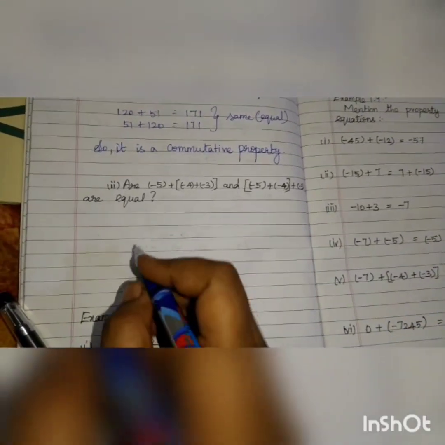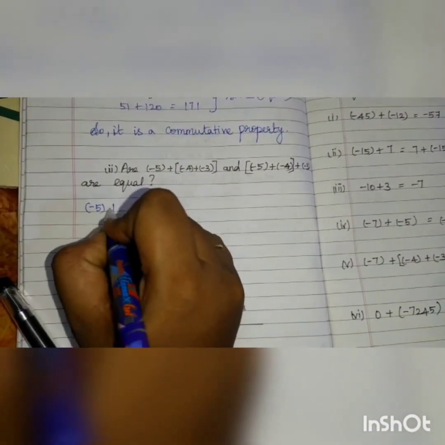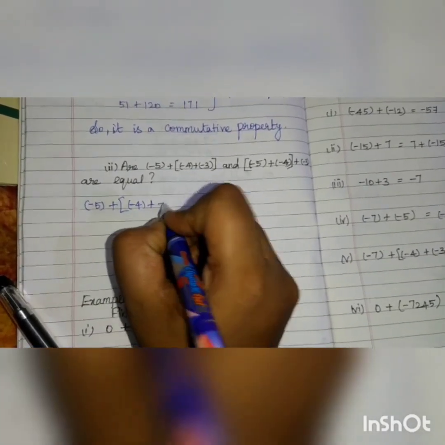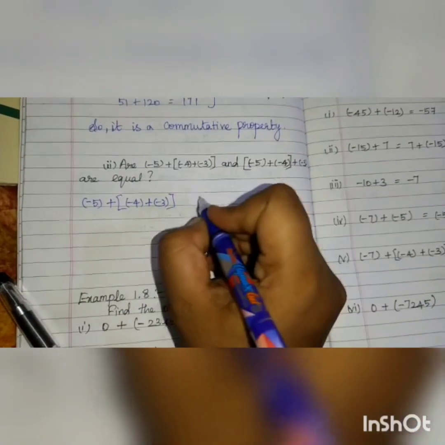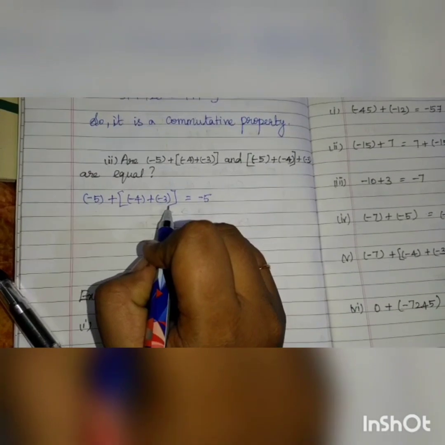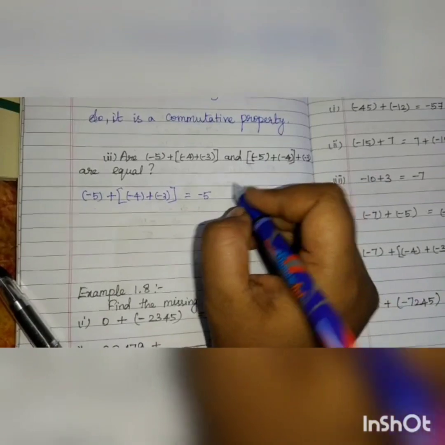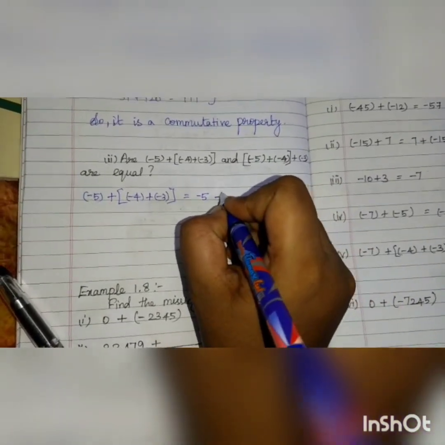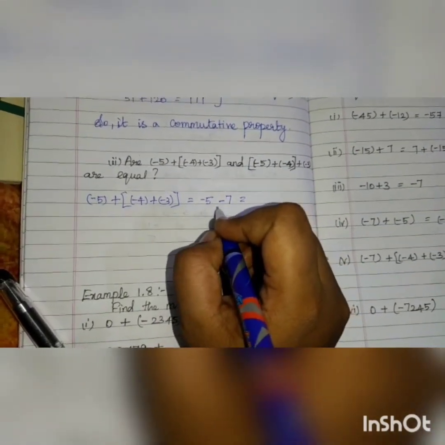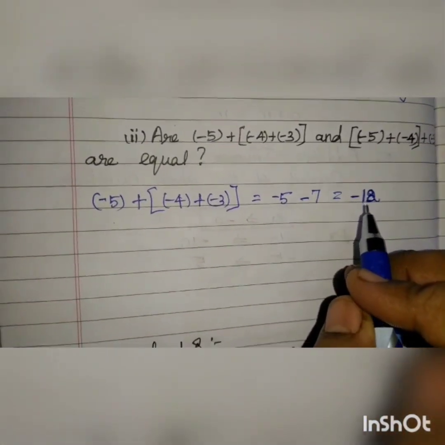Okay, first you just take and write the first number, minus 5 plus minus 4 plus minus 3. Okay, you just solve this. Minus 5 as it is you write. First you have to solve this bracket. If you solve minus 4 and minus 3, we will get the answer minus 7. If minus minus is there, we have to add it. So we will get the answer minus 12.